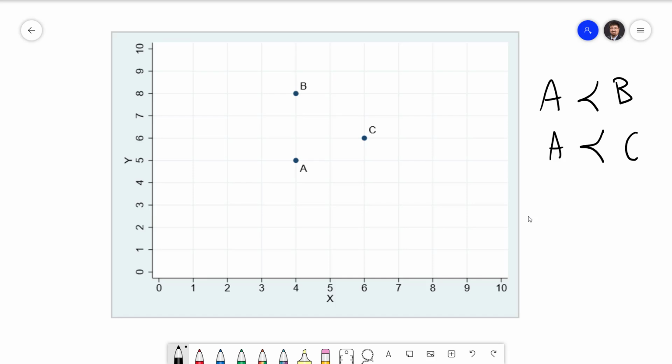Let's compare bundle B and bundle C. Bundle C has more X, but bundle B has more Y. More is better does not tell us which of these will be preferred, because we don't know how much X our consumer is willing to give up for Y yet. We'll need to know more about the consumer's preferences to be able to make this call.